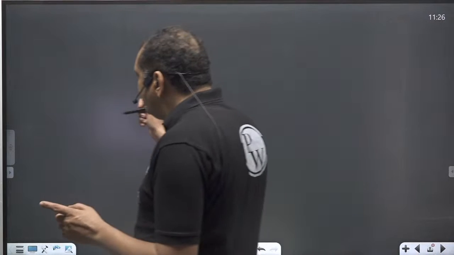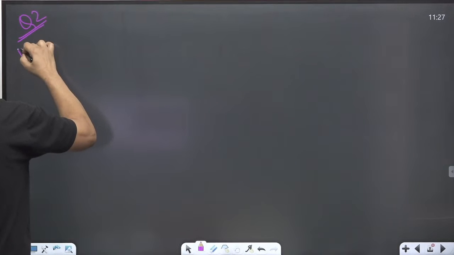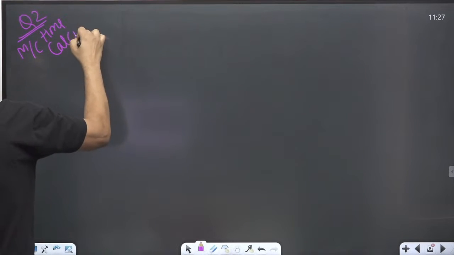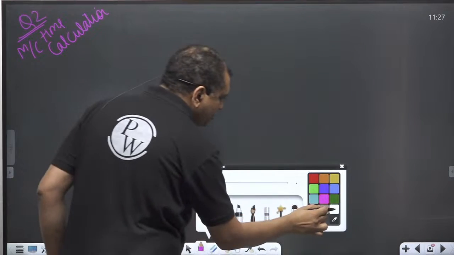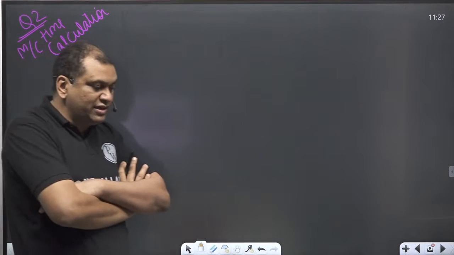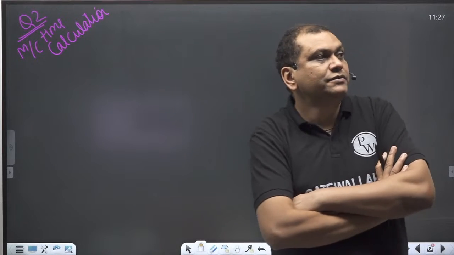Because of question number 2, we have done some machining time calculation. Machining time calculation we have done in question number 2, because it's a very, very important question, and that has to be answered for GATE.